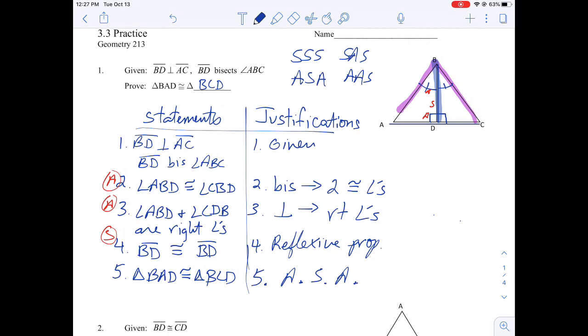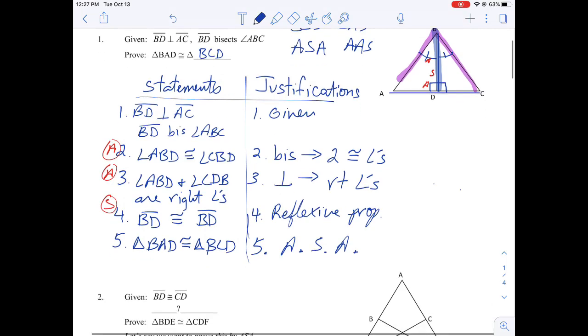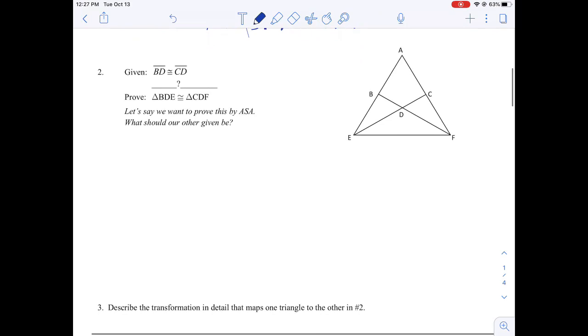Okay, hopefully that makes sense. That's the first one, a 5-step proof. We've justified all the statements. We used all the givens. Okay, now let's try number 2.